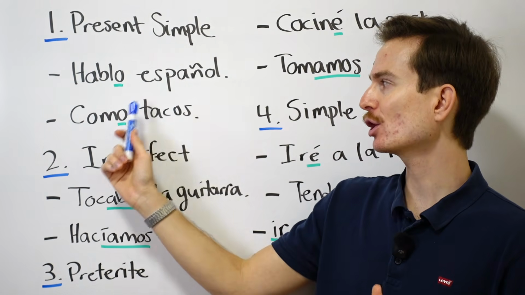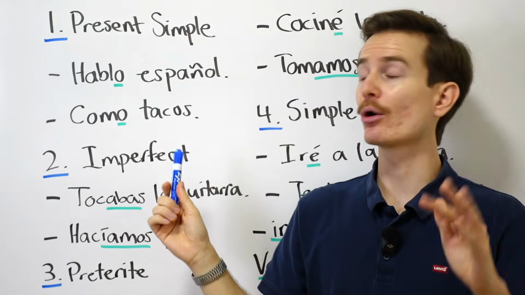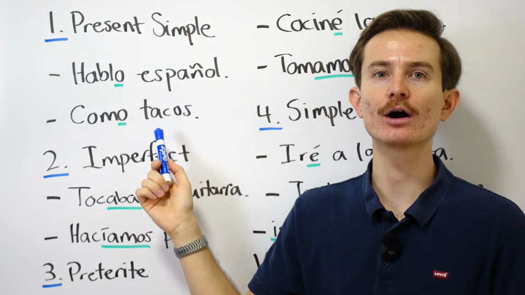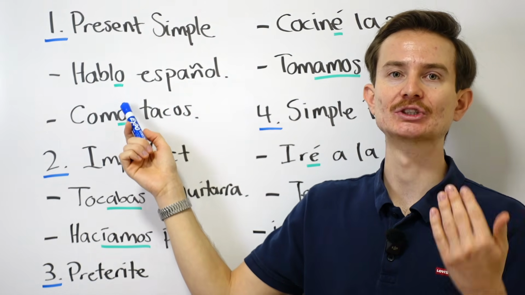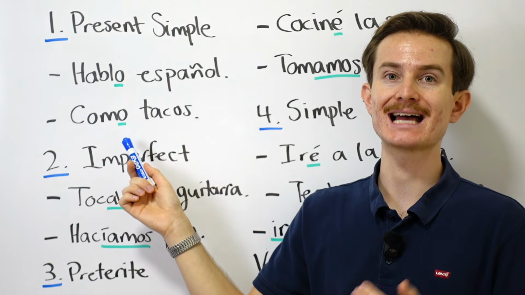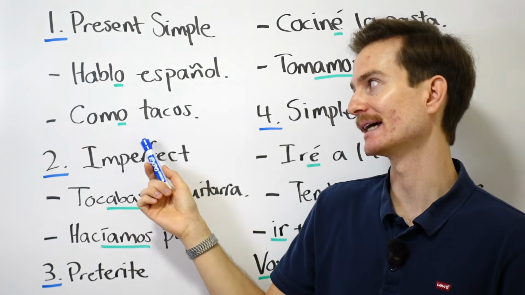So, hablo español, como tacos, all right? I speak Spanish, I eat tacos. There are different conjugation rules for an AR verb, an IR verb, or an ER verb, okay? So for example, o, as, a, amos, an for AR verbs, whereas with ER verbs, we have o, es, e, emos, en. And for IR verbs, o, es, e, imos, en, okay?